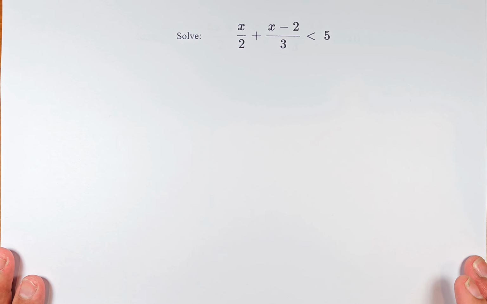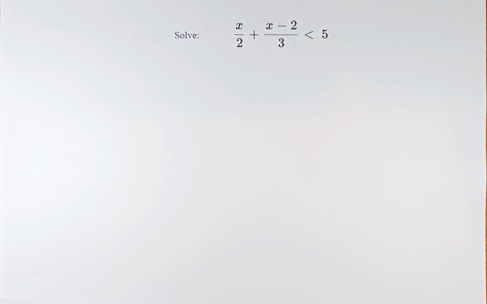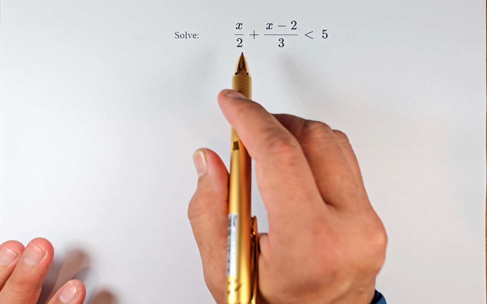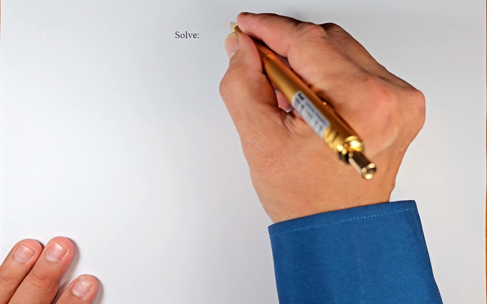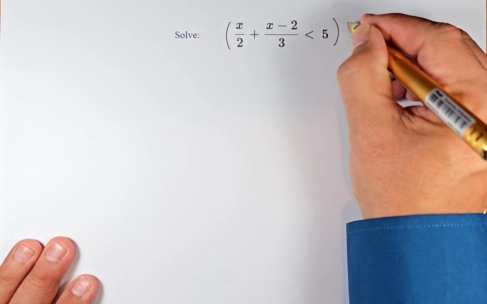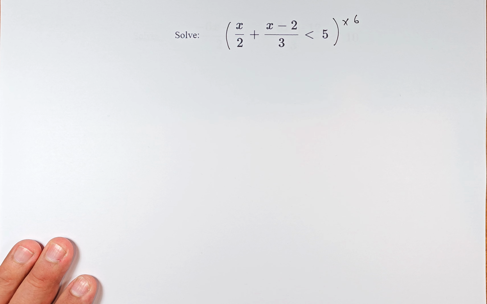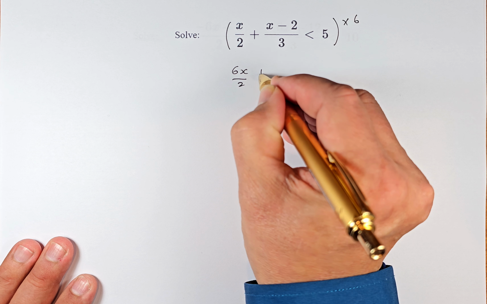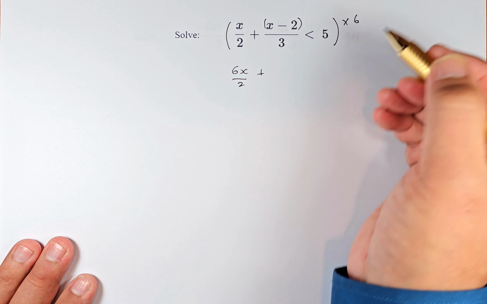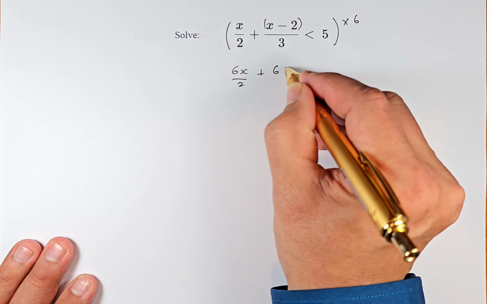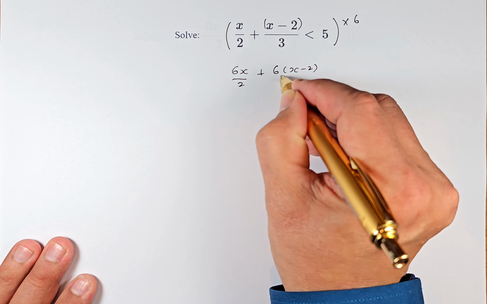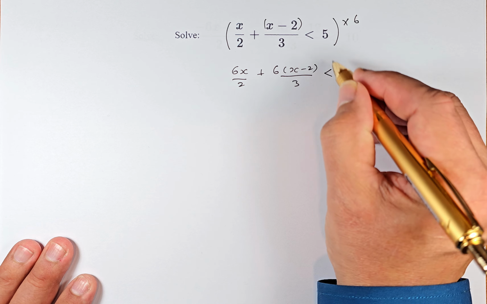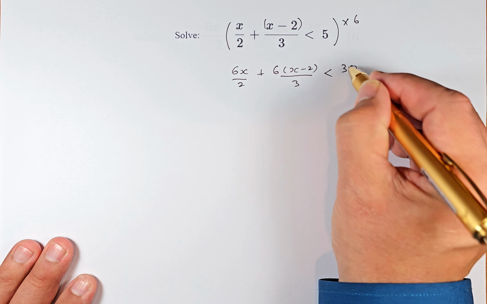So when you have an inequation like this with a fraction, I would suggest that you get rid of the fraction. To do that, we're going to multiply everything here by 6. So multiply by 6 to become 6x over 2. And on this side, we put a bracket because it's the whole thing there, 6 times x minus 2 over 3. And on the left hand side, 5 times 6 is 30.